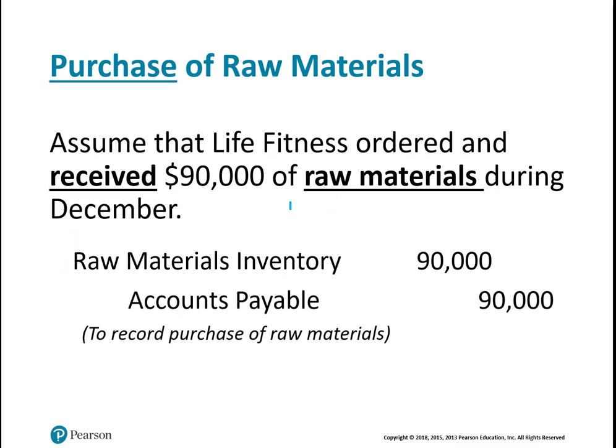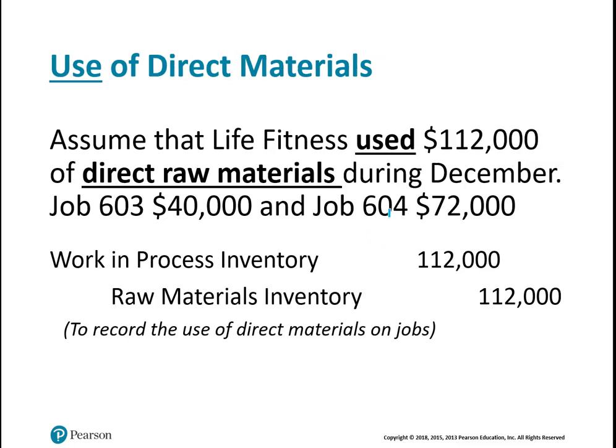So we begin with purchasing raw materials. And if you remember from financial accounting, we debit an asset when we're increasing it, so raw materials inventory, and we buy it on credit, so we're going to credit accounts payable. And of course, that's for $90,000 worth of raw material.